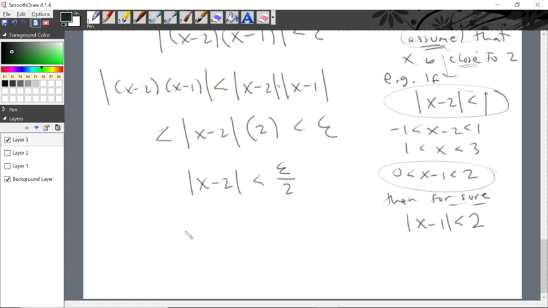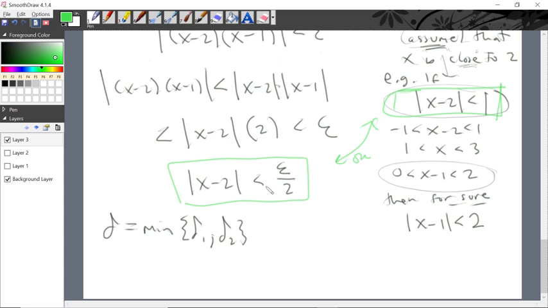We actually have 2 deltas to choose from. Delta is the minimum of both of these deltas. What are the 2 deltas? Over here we made an assumption of the closeness. Either the absolute value of x minus 2 is less than 1, or the absolute value of x minus 2 is less than epsilon over 2. So delta is equal to the minimum of 1 and epsilon over 2.